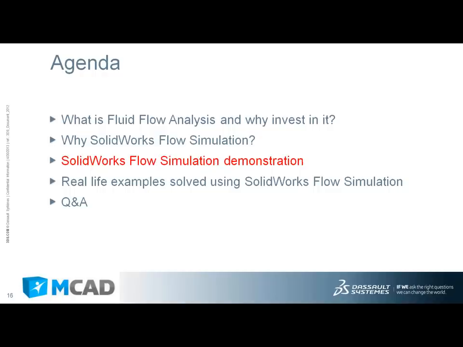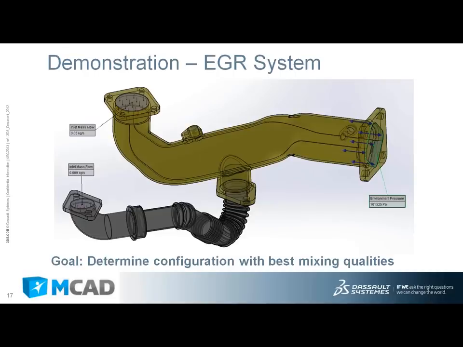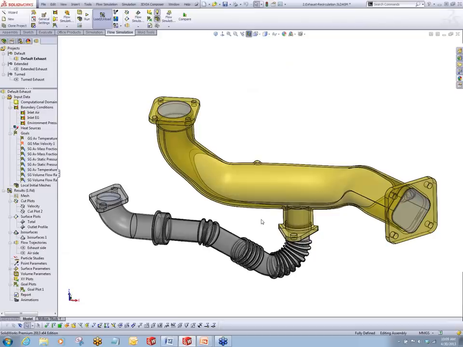So let's jump into the SolidWorks interface and take a look at how Flow Simulation looks and feels. The way we're going to do that is by looking at two parts of an exhaust gas recirculation system that might be in an automotive application. We're going to look at a couple of different configurations of that to see which has the best mixing qualities. So I'm going to step over into SolidWorks.